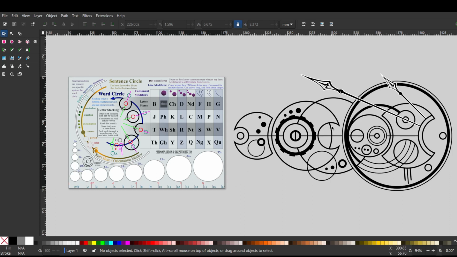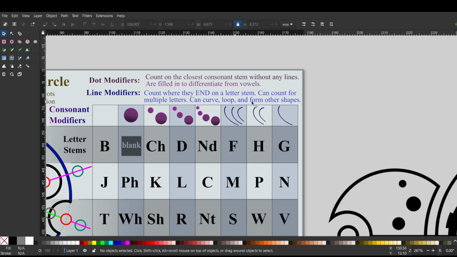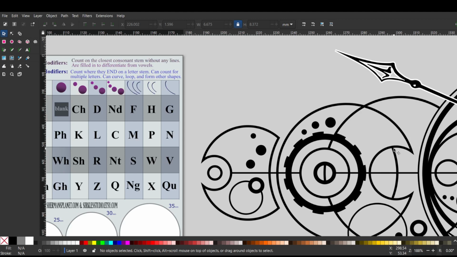And then we have this deep divot here with one line ending on it here, and that same line ends again right here. So because this same line ends twice, and lines count where they end on a letter stem, that would count for 2 lines, because ending here and ending here. So that would be an H. Then we continue around to this letter stack. So I'm going to grab my text tool here and write down the letters as we read them so we can order them later.